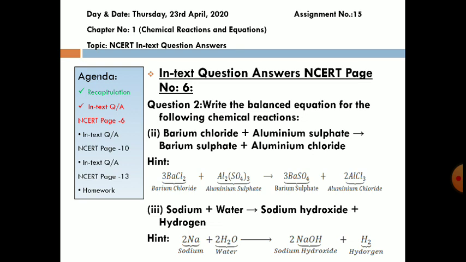Third equation, sodium plus water gives sodium hydroxide plus hydrogen. Sodium, Na, water, we all know, H2O, sodium hydroxide, NaOH, hydrogen, we all know hydrogen gas is represented by H2. So the balanced chemical equation becomes 2Na plus 2H2O gives 2NaOH plus H2.